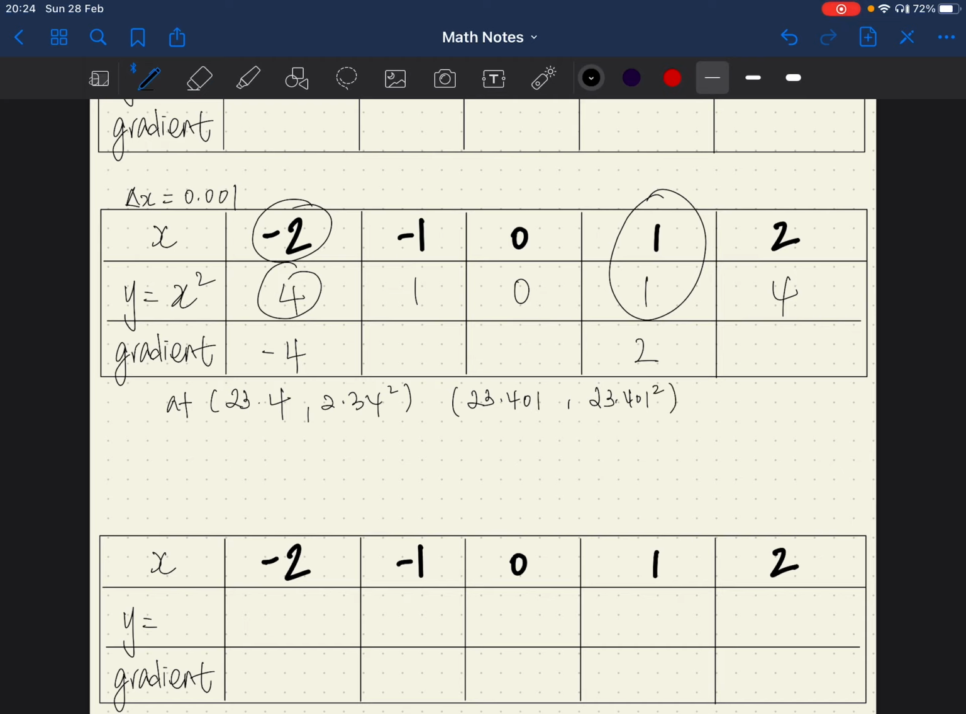Okay, hence your gradient at x equals to 23.4 will be given by y value minus y value, maybe should be 23.4, over x value minus x value. Okay, and this will give you a good approximation, typically for you to see what is the value of the gradient. Okay, so now I'm going to return back to the discussion of the values here. If you repeat for -1, 0, 1, 2, 4, you will get the following numbers.